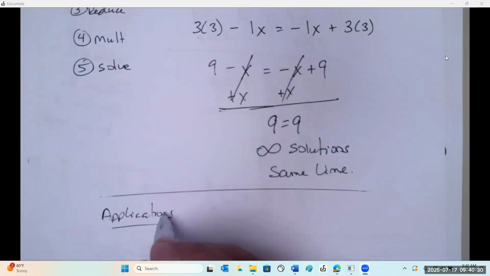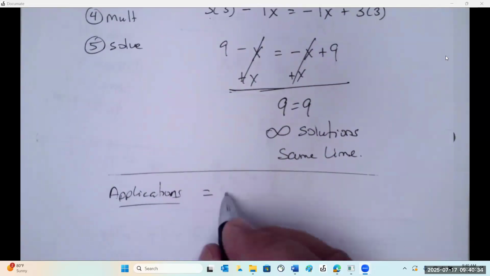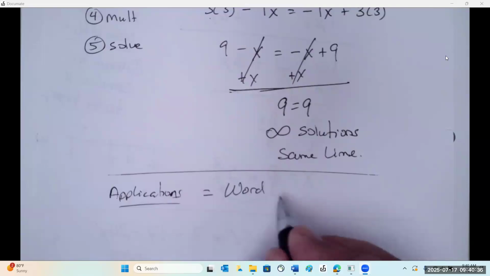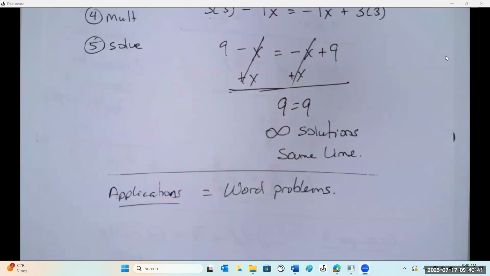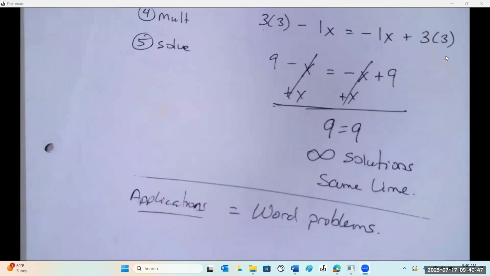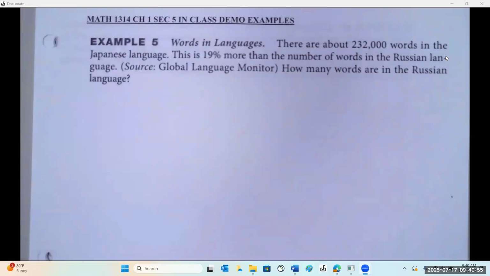Now let's do applications. Applications are a fancy way of saying word problems. All right, so here they are. Here is the first one you guys have in your packet. Example 5.